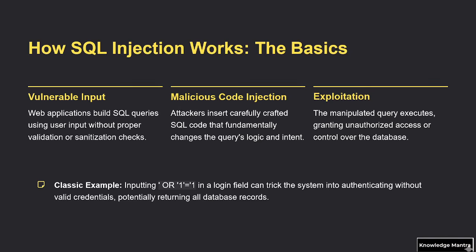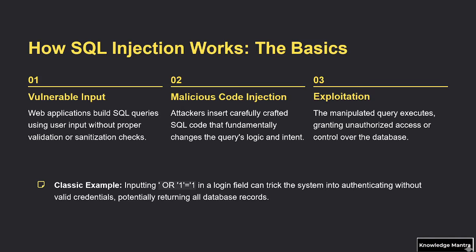To understand SQL injection, let's break it down into clear steps. The first one is vulnerable input, second is malicious code injection, and the last stage is exploitation, which includes execution of that malicious code also. So we will start with vulnerable input first. A web application receives input from users through fields like login forms, search boxes, or URLs. If that input is directly added into a SQL query without validation, it becomes a target.